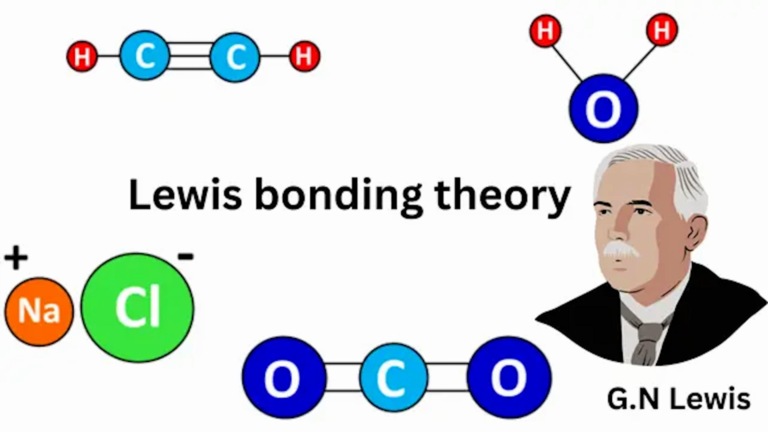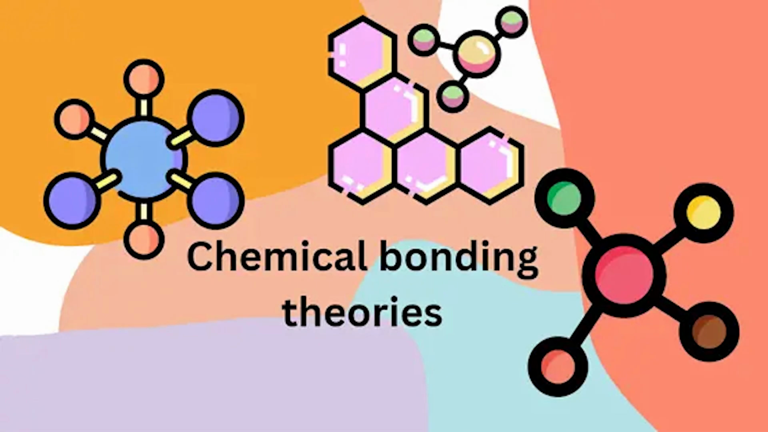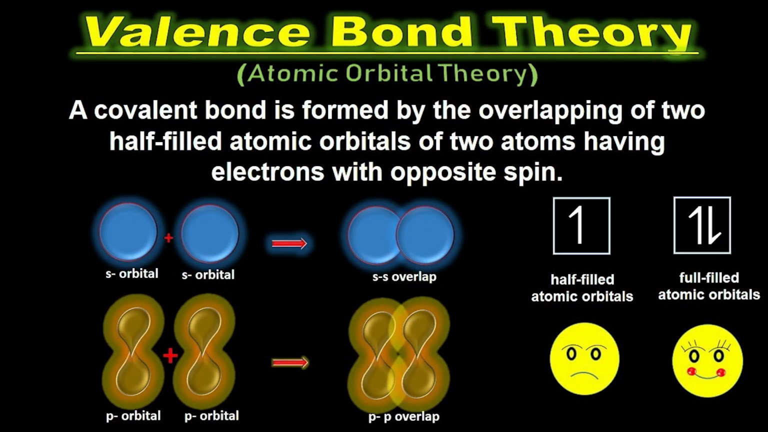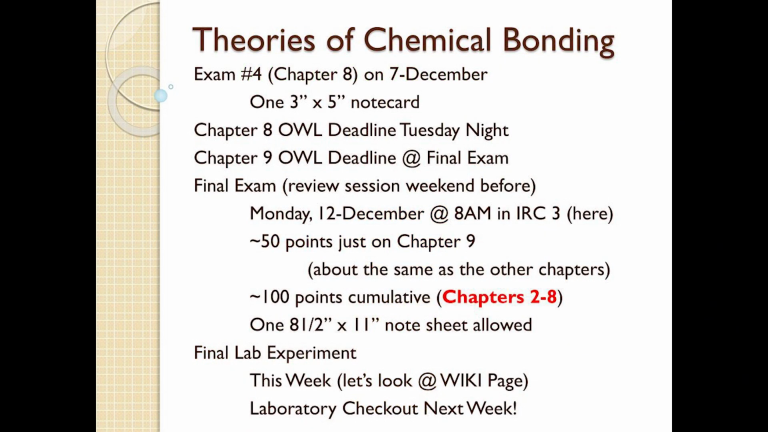The valence bond theory is another important model in understanding chemical bonding. This theory explains bonding as the overlap of atomic orbitals from two atoms. When atomic orbitals overlap, electrons are shared and a bond is formed. The extent of the overlap determines the strength of the bond. For example, a single covalent bond results from the overlap of two orbitals, while a double bond results from the overlap of two sets of orbitals. Valence bond theory also explains the concept of hybridization, where atomic orbitals mix to form new orbitals with different shapes, allowing atoms to form bonds in specific geometric arrangements.